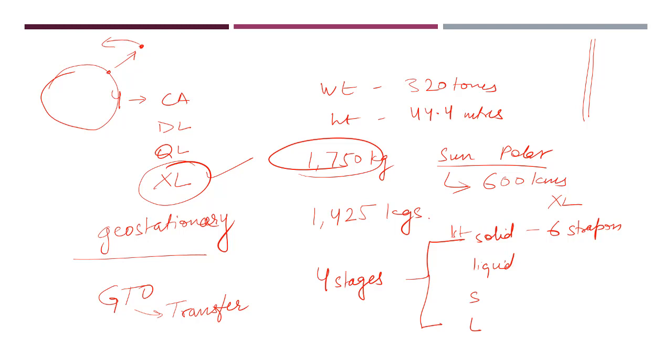Then again, the second stage is liquid. It is having a Vikas engine. Whenever we are looking at PSLV or GSLV Mark II or Mark III, you will always see that the second stage is a liquid stage having a Vikas engine. Although the number of engines might be different, the second stage is generally a Vikas engine for PSLV and GSLV. It is a liquid stage. Now next, the third stage is solid, as I told you, and the fourth stage is again liquid.